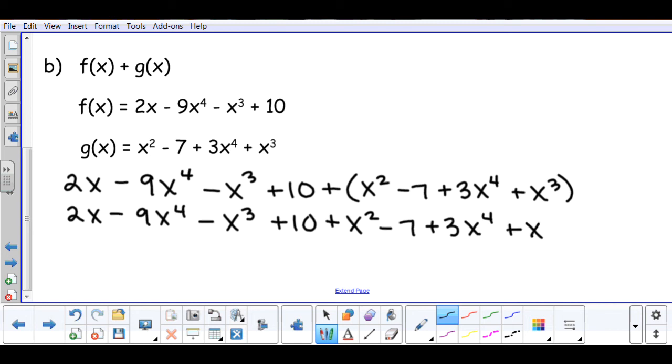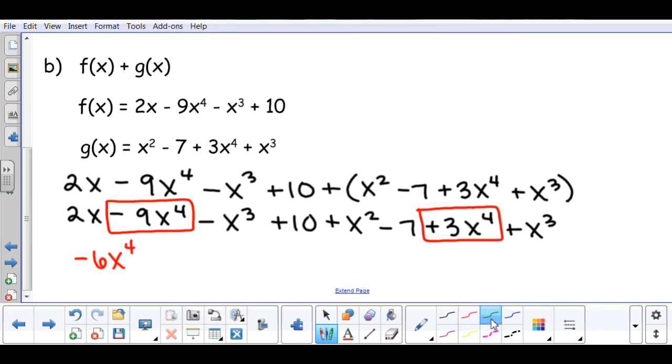Now, like we did previously, we're going to combine our like terms starting with the highest exponent. So our highest exponent is 4, and this time I have 2x to the fourth. I have a negative 9x to the fourth and a positive 3x to the fourth. So that's going to give me a negative 6x to the fourth.